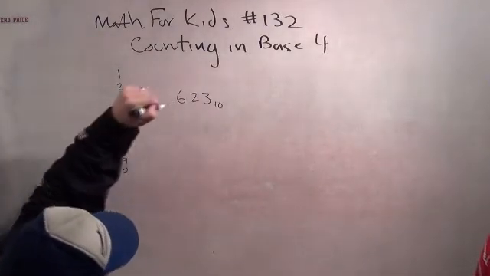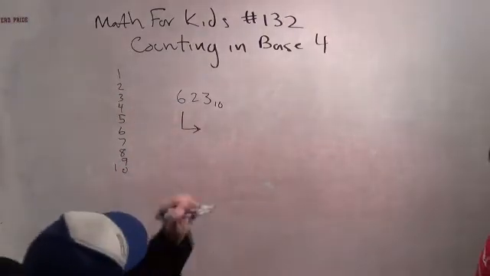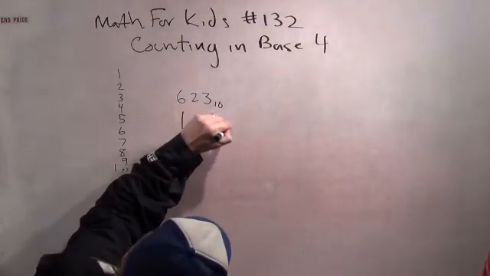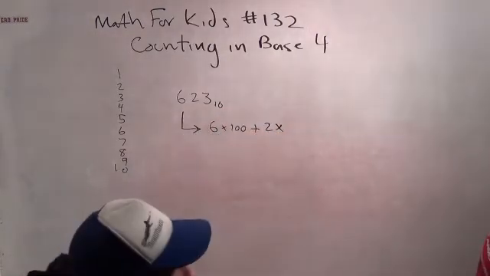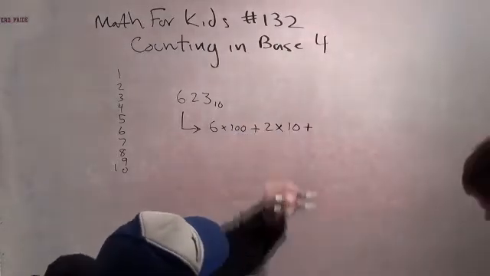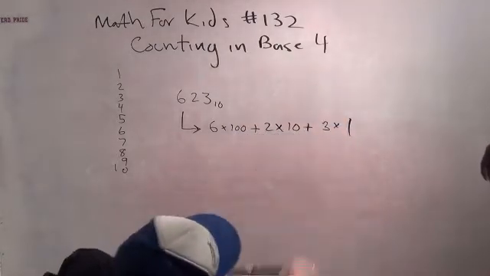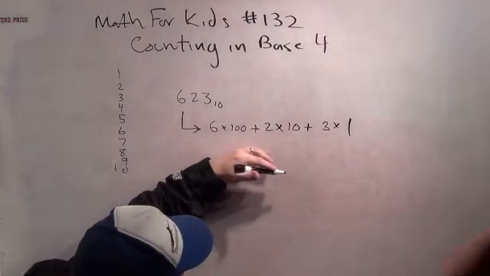623 in base 10, what does this mean? 6 times 100, plus 2 times 10, plus 3 times 1. Okay? And I'm going to write this in a slightly different way, and this is to show you why it's called base 10.